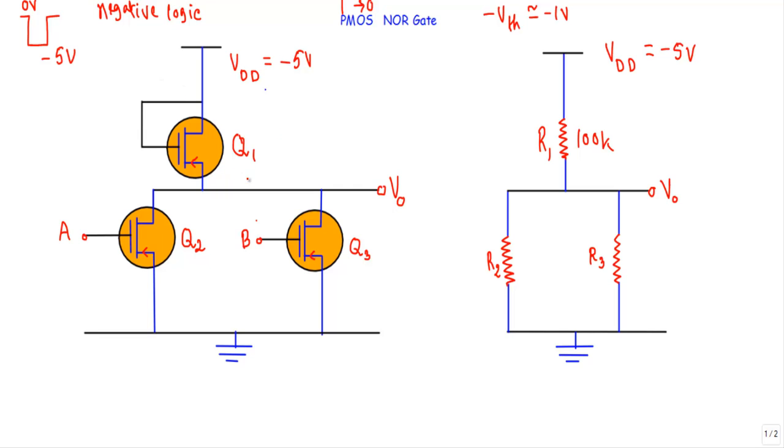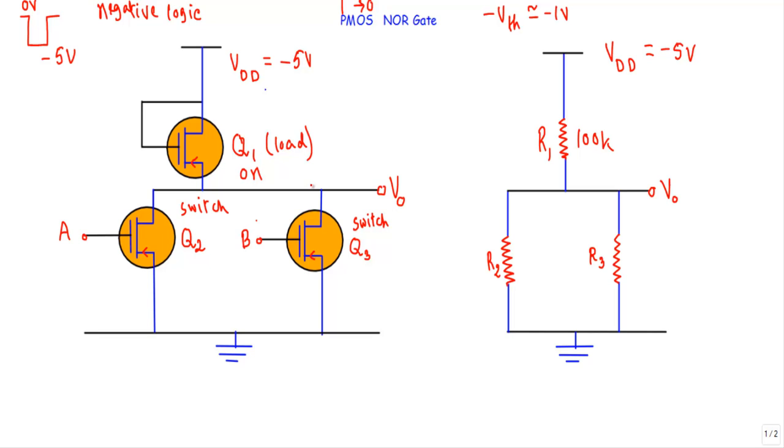Now see, this is the structure of the PMOS NOR gate. Here the transistor Q1 will be our loading MOSFET, or load MOSFET. Q2 and Q3 will be switch MOSFETs. This load MOSFET will act like a load resistor, and for that, we will put the transistor Q1 in on state. It will always be in on state.